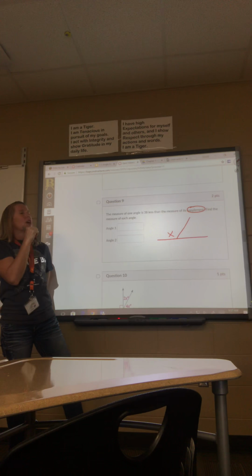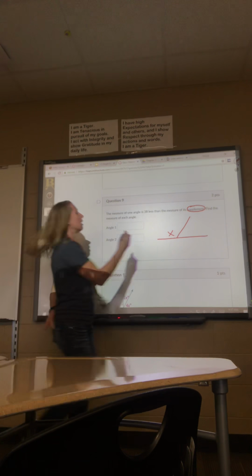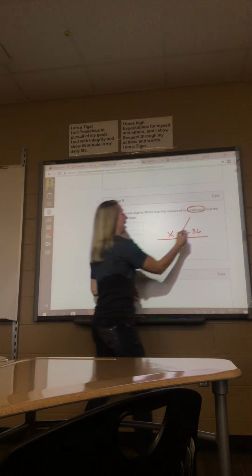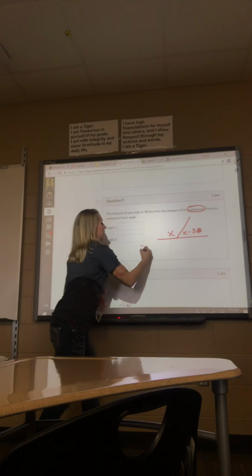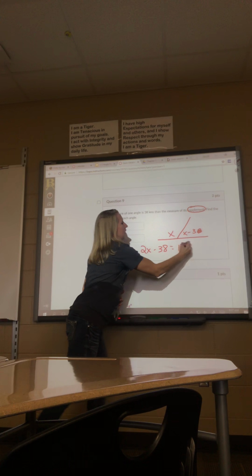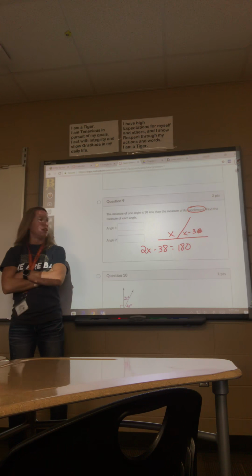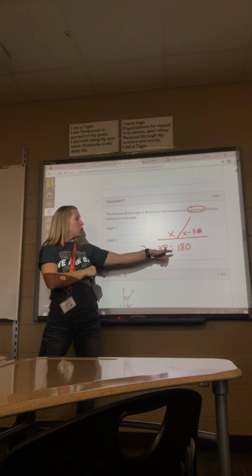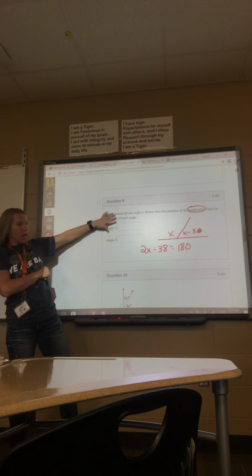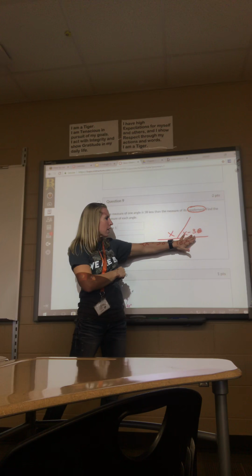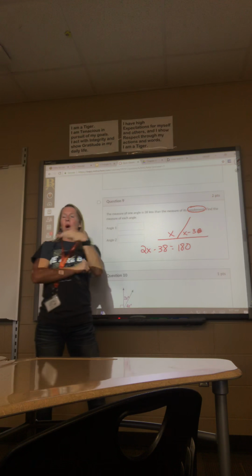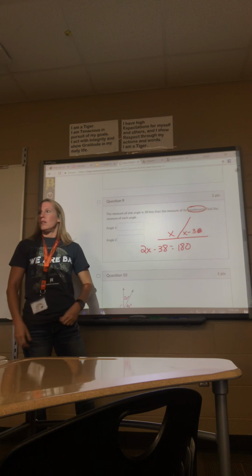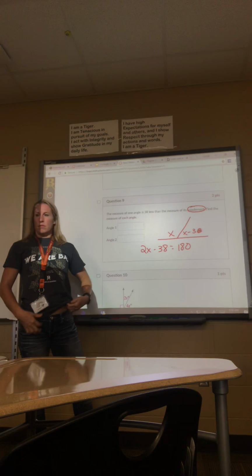The other angle is 38 less than. So x minus 38. So it's 2x minus 38 equals 180, the same as the whole. You should not get a negative. So add 38, divide by 2. That'll give you angle 1. Angle 2 is whatever you get for x minus 38, or 180 minus whatever x is. Angle 2 is 71.